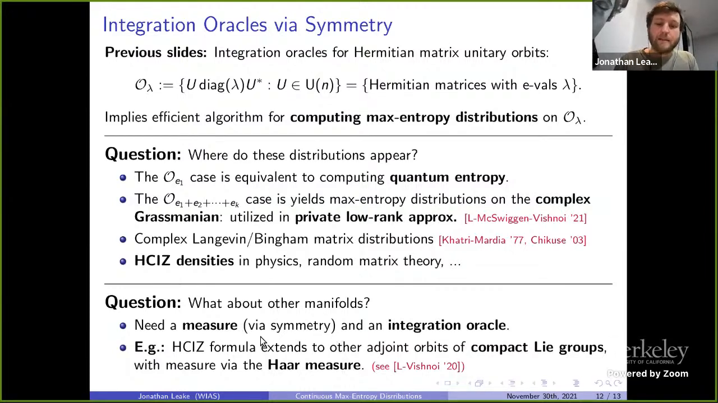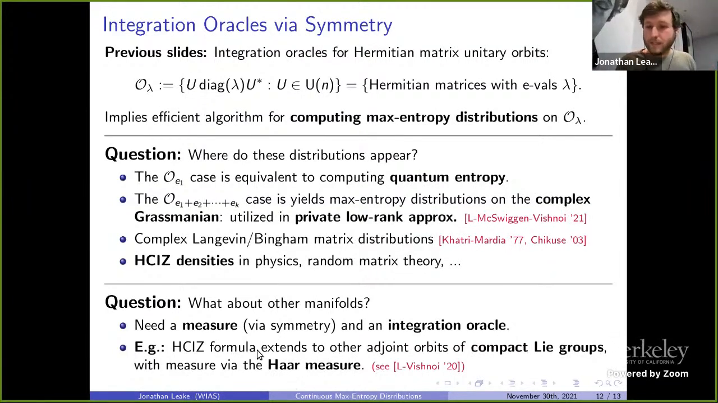But the main generalizations of this that at least I know about are in some other work with Nishith. This is a different paper than the one I keep referencing, where we're able to extend a lot of this to adjoint orbits of compact Lie groups. So you have a Haar measure coming from the compact Lie group, and it goes to the orbit. This HCIZ formula extends to that case. I don't know if there are any really explicit applications of this, so I'm not going to talk too much about it.